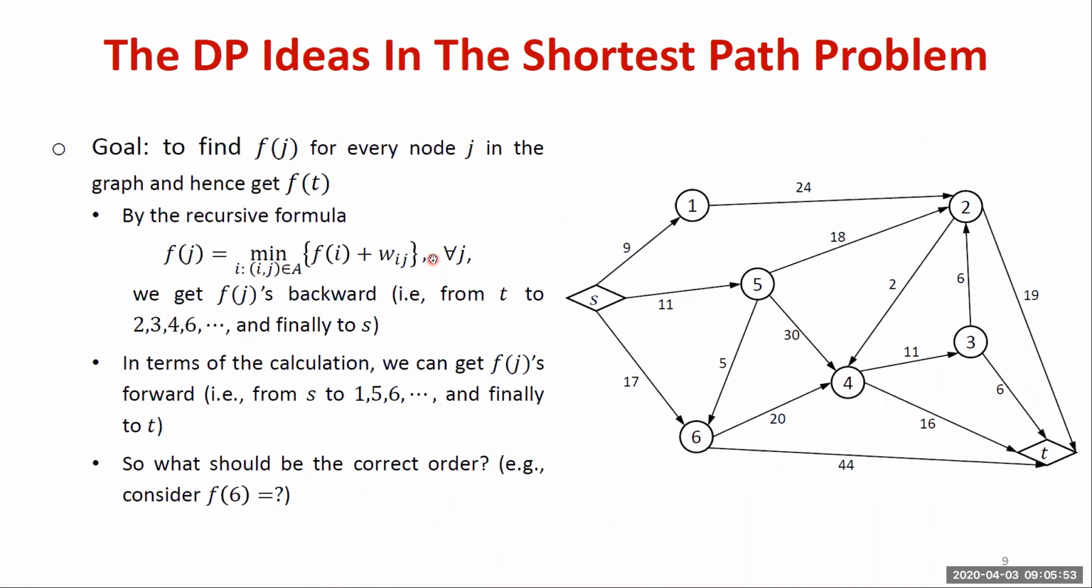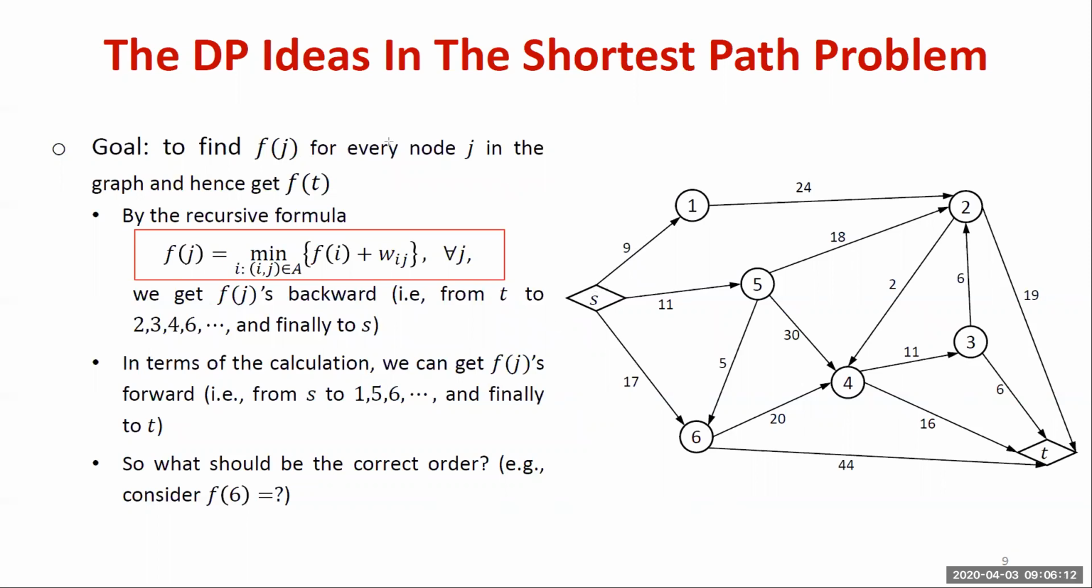Okay, and let me draw a box here, because this is extremely important. This is the key of everything, actually. And then in terms of the calculation, we're going to get the fj's forward. Why? Because we're going to start from S and then S1, S5, something like this way.